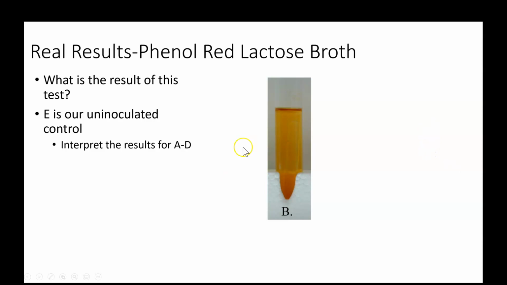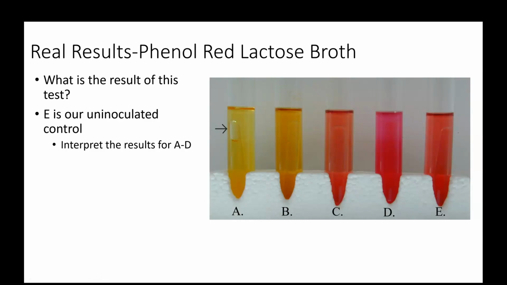How would you grade this particular tube? I'm hoping that this demonstrates the need for controls here, right? We really need to see what an uninoculated control, or a negative control, or a positive control looks like. And we can see that here. So let's look at these results.